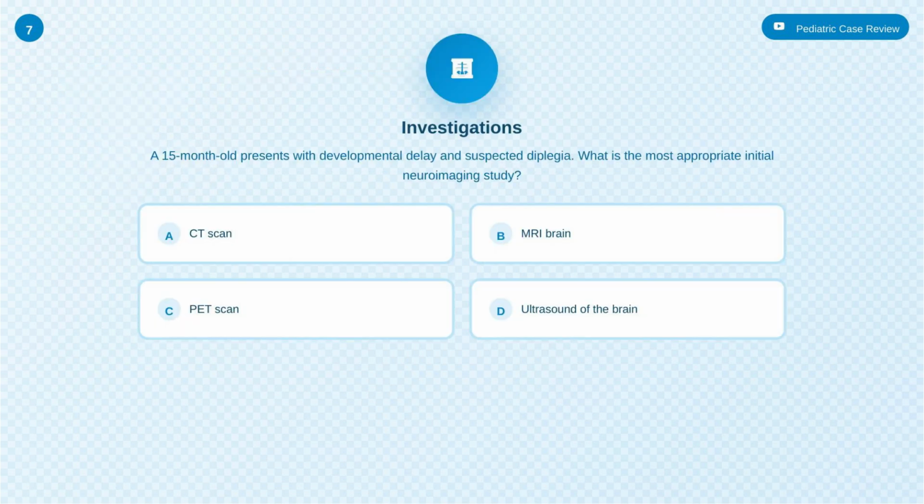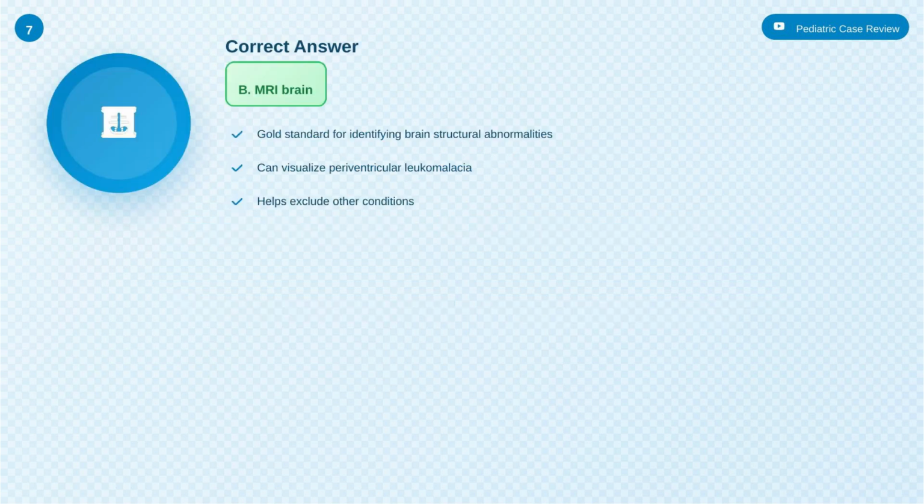A 15-month-old presents with developmental delay and suspected diplegia. What is the most appropriate initial neuroimaging study? A. CT scan. B. MRI brain. C. PET scan. D. Ultrasound of the brain. The correct answer is B.